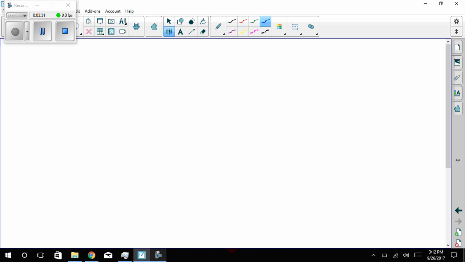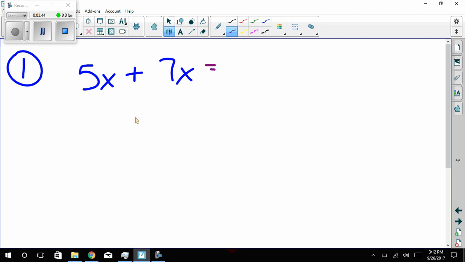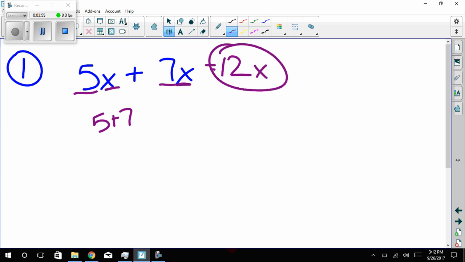So number one is just going to be something like 5x plus 7x. Okay? In this case, we're going to use our adding rules on the coefficients. So that's going to give us 5 plus 7, which gives us 12. And then again, like I said, x and x are going to stay x. So the answer to this one is just going to be 12x. All right? 5x, 7x are like terms because they both have x's. So then I can combine them.